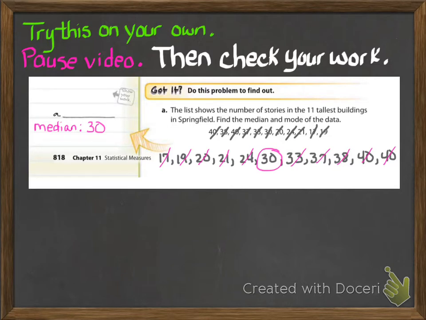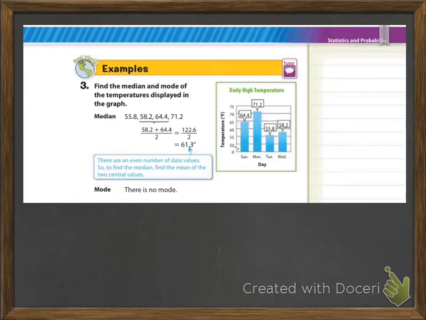Now I'm going to look for my mode. The mode, remember, is the number that shows up the most often. The only number that shows up more than once happens to be the number 40, so therefore my mode is 40. So you can see on this example that you have two different numbers. One is 30, one is 40, and that's okay. Just like in the previous example, where the same number showed up for both median and mode. All right, let's go ahead and look at example 3 on page 819.